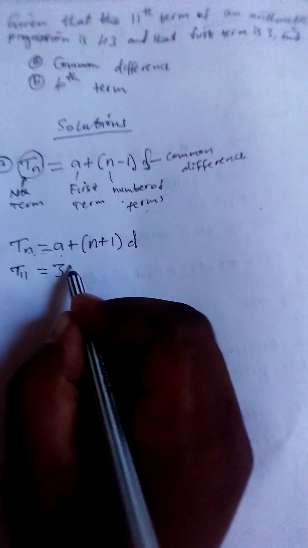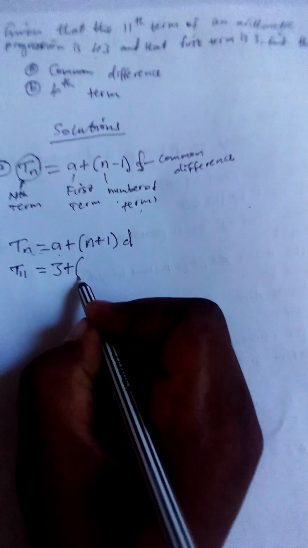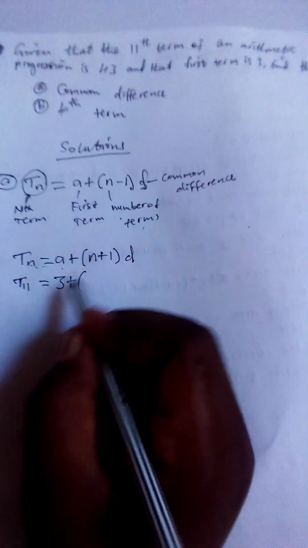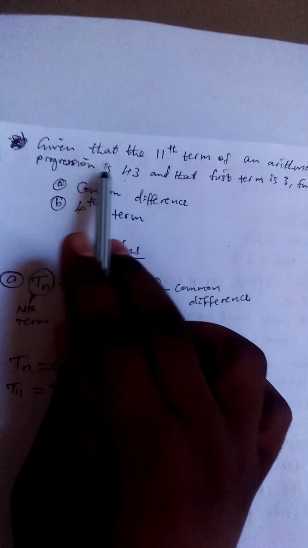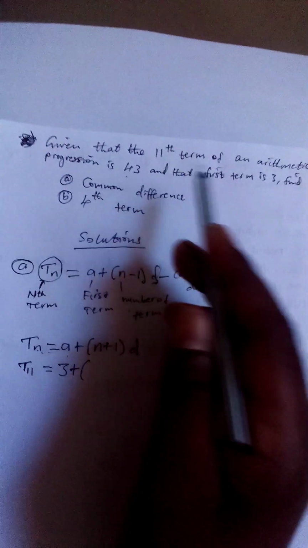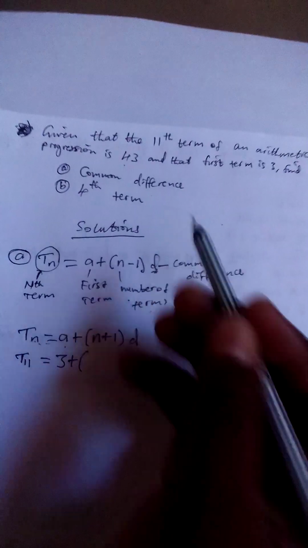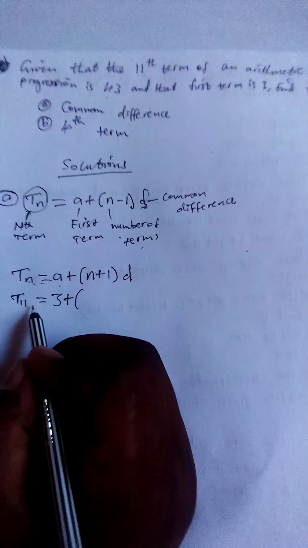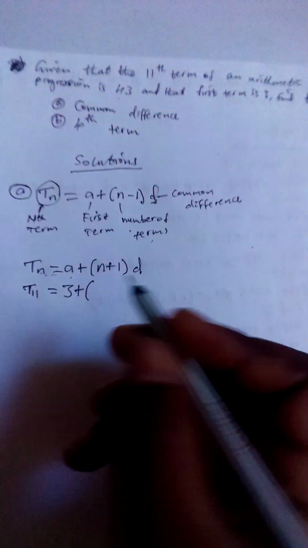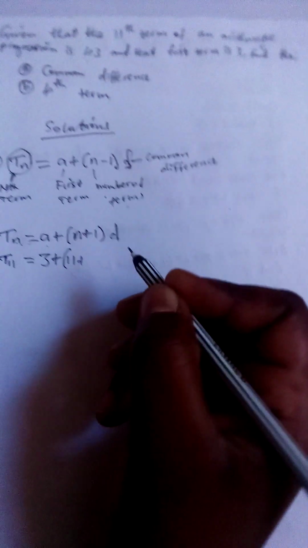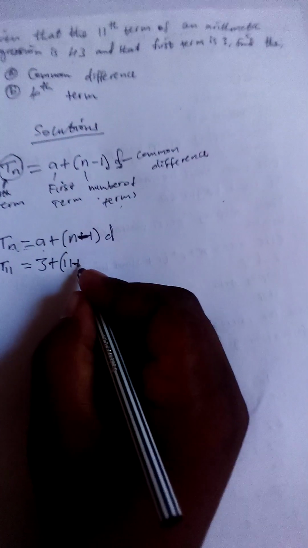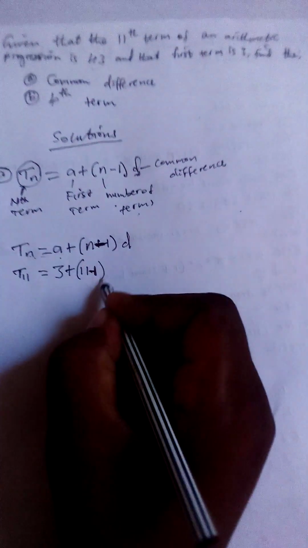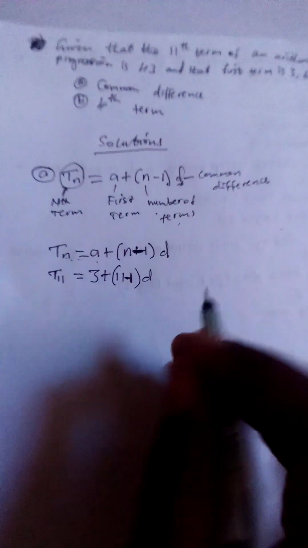So say 3 plus n. Remember that where there is n, we are replacing it with the 11, the 11 that was given in the question: the 11th term of the arithmetic progression is 43. So wherever there is the number n, that is where we'll be putting the 11. So say 11, sorry, here it's the minus, not plus. So say minus 1, minus 1 d.